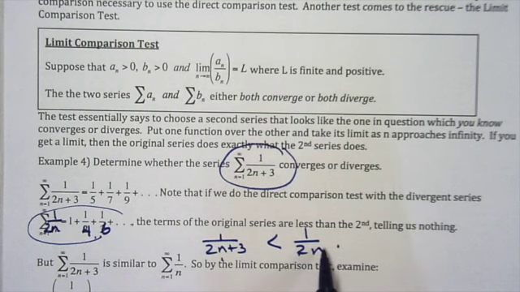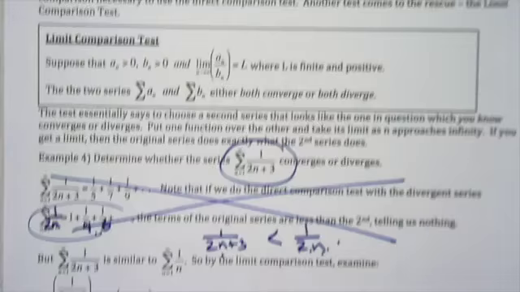The direct comparison test says if something diverges, anything bigger will diverge. It doesn't say that if something diverges, anything smaller will diverge as well. So the direct comparison test is actually inconclusive. It doesn't help us figure out what's happening to this series. So this is where the limit comparison test comes into play.